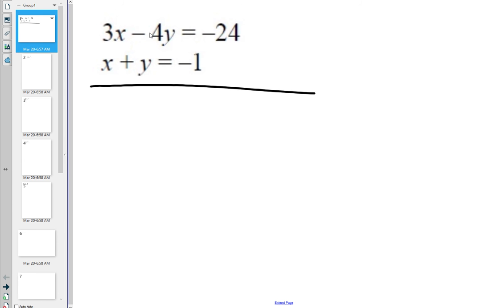What would be the best method here? Elimination. I agree with elimination. Why elimination? Because it's the relative standard. Both equations are in standard form, but sadly, I do not have a coefficient that matches. So we're gonna have to make one of them match.